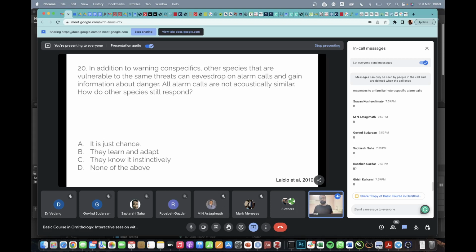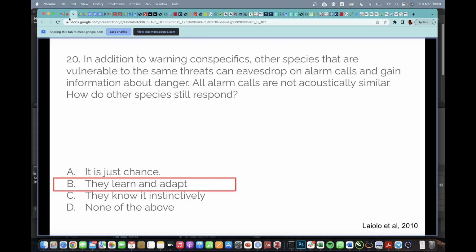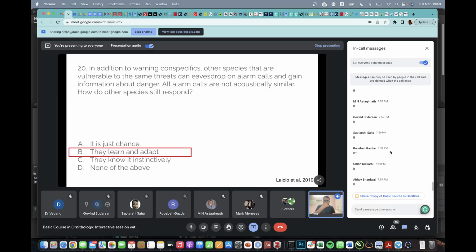Sometimes it's quite difficult to get options that are wrong when it's actually so straightforward. Anyway, we have one more minute left for the session to end, so I'll just give away the answer for this. They learn and adapt. For more information, you can look at this particular study. It sounds familiar?